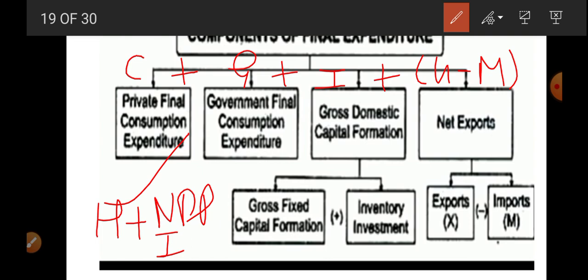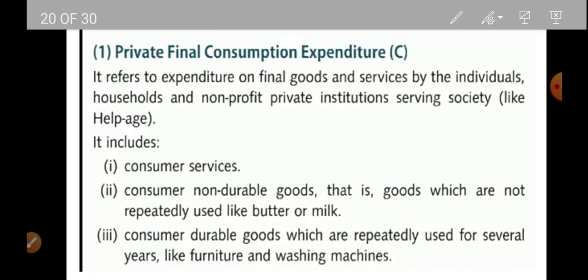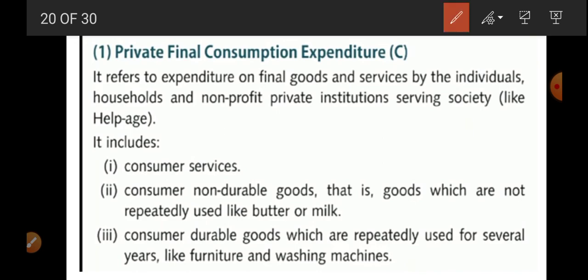Government final consumption expenditure. So government purchases a lot of things to give public amenities. So that is included. Gross domestic capital formation, it is expenditure of the private sector and government sector on investment. Net export, so when we subtract export minus import. Okay, gross domestic capital formation includes two points: gross fixed capital and inventory investment. Now we are going to understand all these in detail.